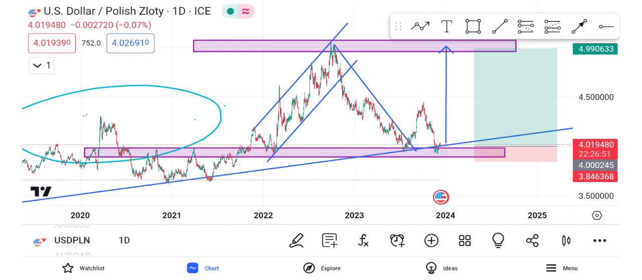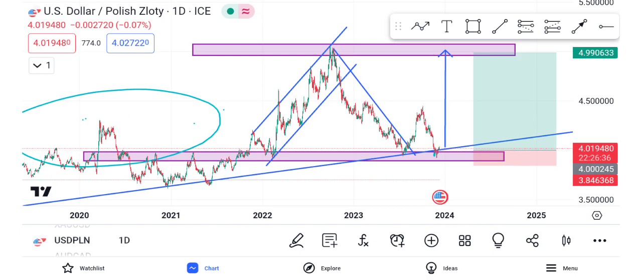So that's all about the analysis. We use daily time frame for the analysis, weekly time frame for the direction of the trend, and 4 hours for entry. So here is the summary. The first thing is you spot the support and resistance level on the USDPLN. After that, you look for bullish rejection candle at the support level.